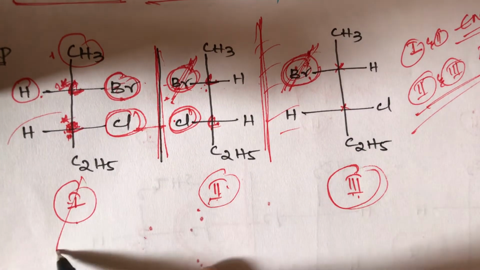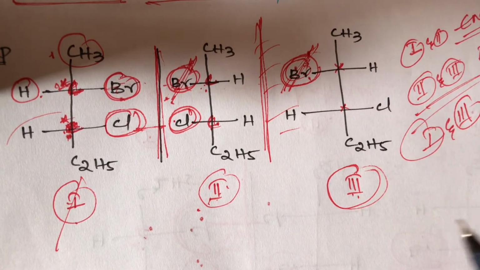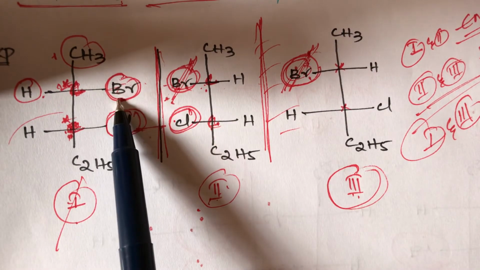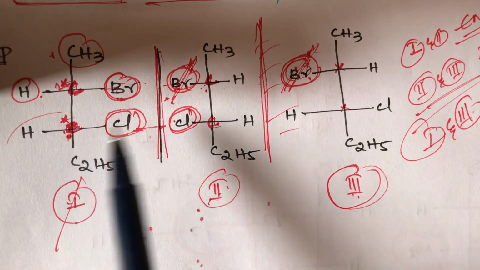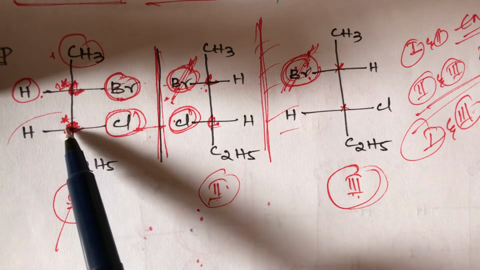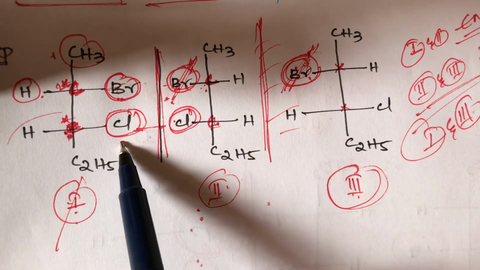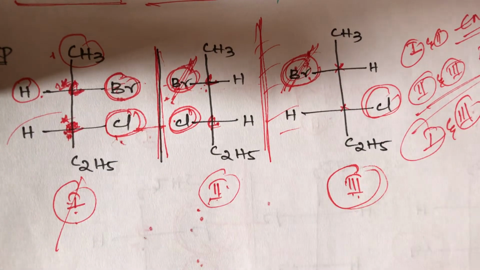What about structure 1 and structure 3? Structure 1 and structure 3, are they diastereomers or enantiomers? In structure 1 the bromine is present on the right hand side, and in structure 3 the bromine is present on the left hand side, so these are mirror images. And what about the next chiral center? In the next chiral carbon, in structure 1 the chlorine is present on the right hand side, and in structure 3 the chlorine is present on the right hand side. These are not mirror images.